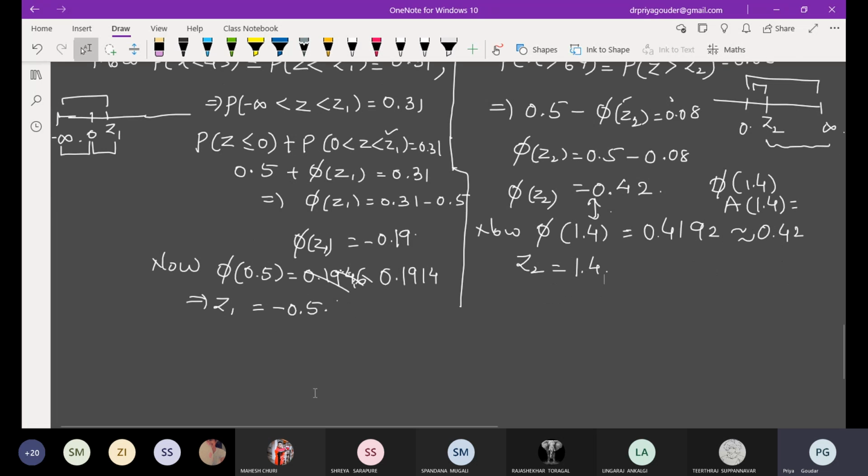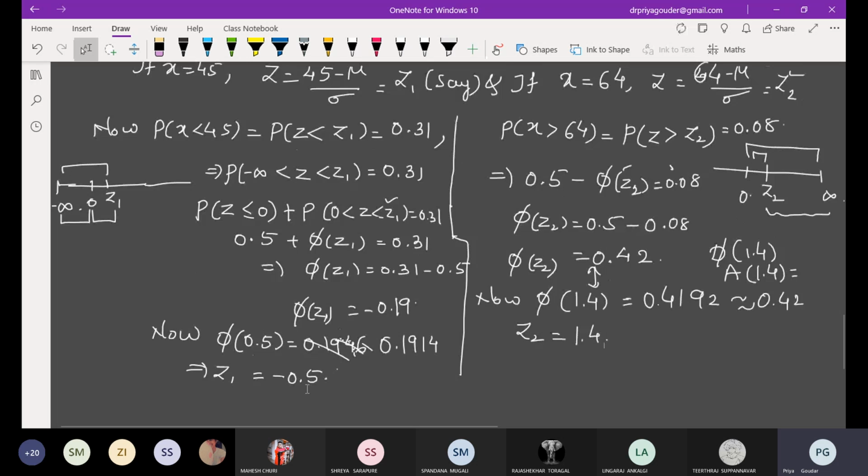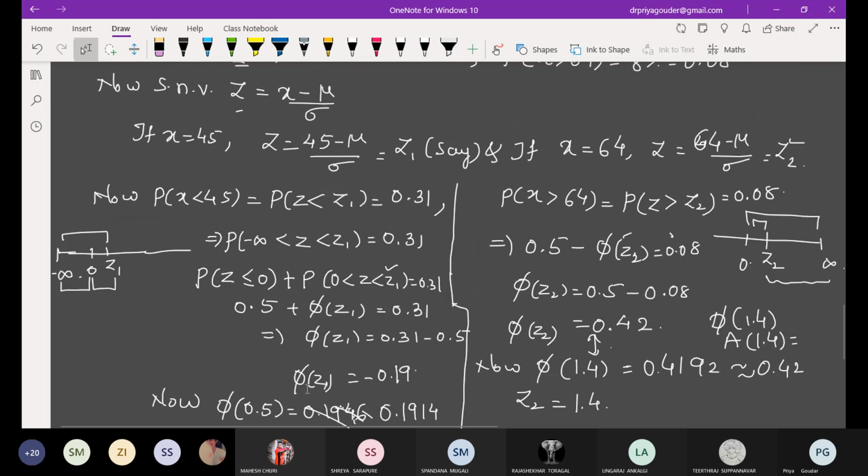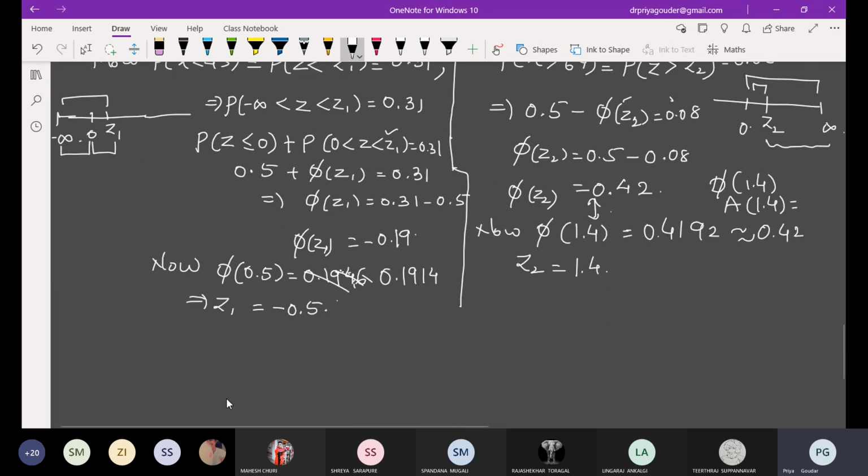Now still we need to get mu and sigma. Can anybody tell me what is to be done then? We got Z1, Z2. I'll call this equation 1 and this equation 2. We'll substitute the Z1, Z2 values so that there will be two equations in mu and sigma and easily we can solve it. Therefore, equation 1 and 2 become, help me in writing. It is 45 minus mu divided by sigma is equal to Z1, and Z1 is minus 0.5. Tell me the ultimate equation, what we'll get?